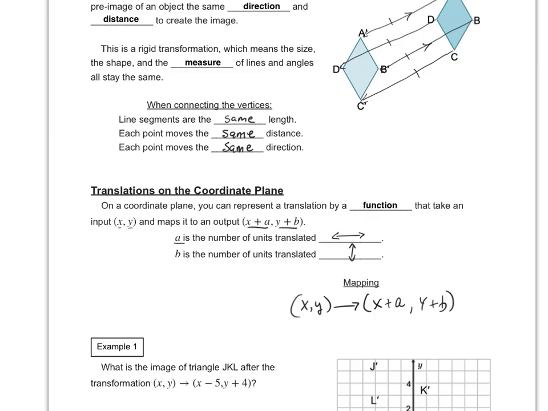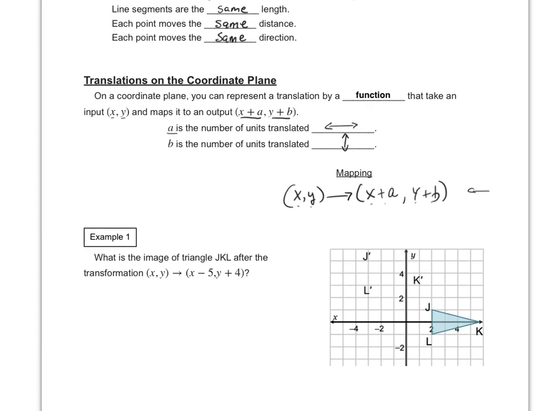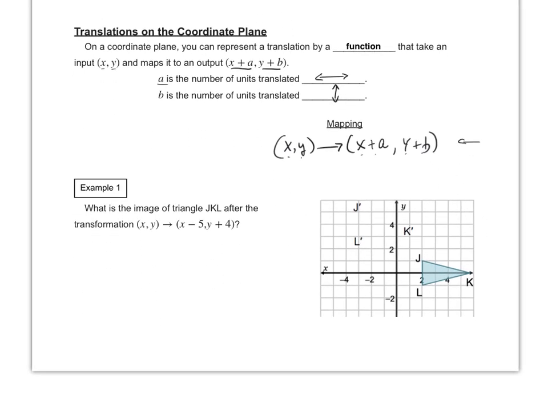Mapping, this is how we would read the map. So as (x, y) maps to (x plus a, y plus b), it's going to be some number that we are adding to both our x value and our y value to get a new translation. Looking here, what is the image of triangle JKL after the transformation? It's saying that my x value is going to -5, my y value is going to +4.